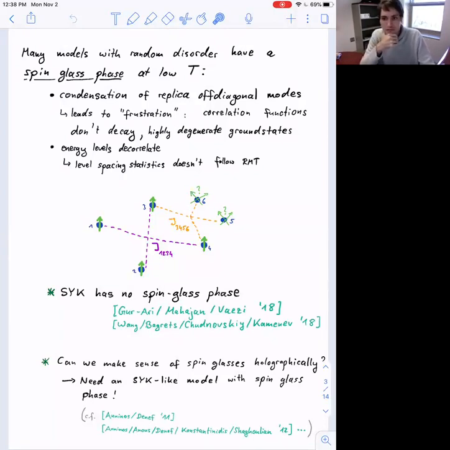Exponentially large number of low energy states is exponential in what parameter? N. Okay, thanks. The size of the system. These are always some sort of large N behavior. This is always some sort of large N behavior. It cannot be seen at finite N. I mean, at finite N, it's certainly going to be hard to study these things.